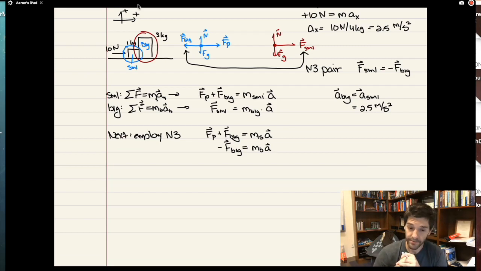You might ask, why am I doing this? Because now I'm able to better combine the two equations. What do I know? I know this, I know this, I know this. I don't know a, and I don't know F big. But if I wanted to solve for either of them, I could use both of these equations together. So this implies F big is m big times a.